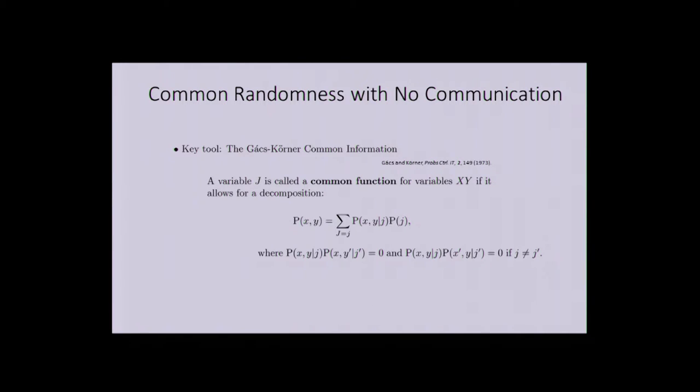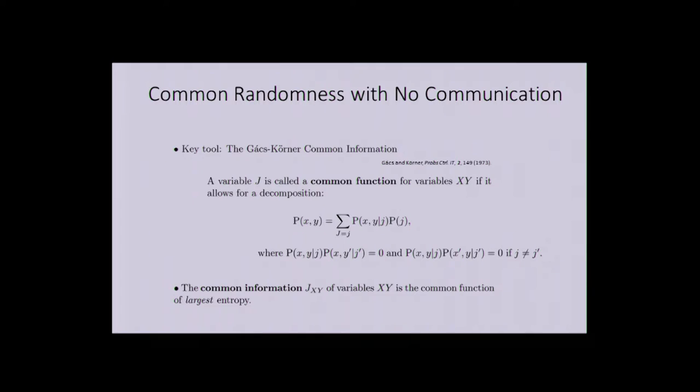First is the idea of a common function. Some variable J is a common function of X and Y if you can compute it from X and Y independently. Another way of saying that is if we take our distribution P_XY and decompose it in this way, J is now running over this variable, and the value of J can be determined both by Alice and Bob, just by looking at their own variable. That's essentially what this is saying. So it's disjoint for different values of J.